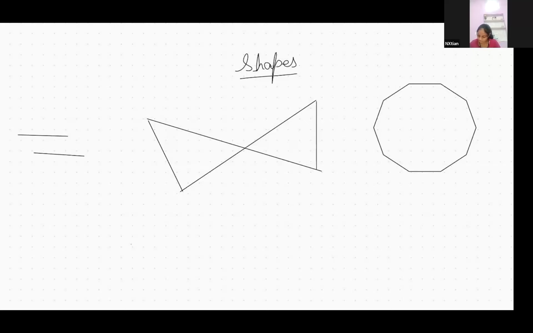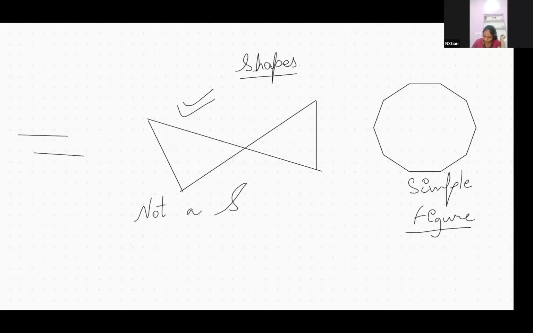This is a simple figure. Why? Because no line is cutting another. No line in this figure is crossing or cutting over another part of the figure. It's not overlapping. But if you see this one, it is not a simple figure. Why? Because in it lines are overlapping and cutting each other.